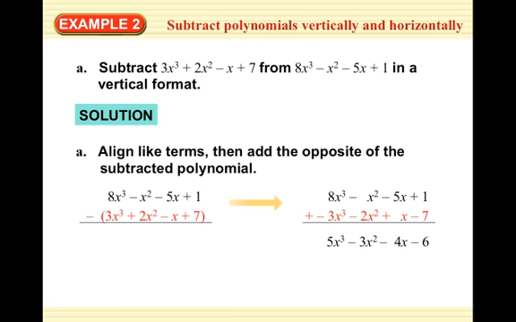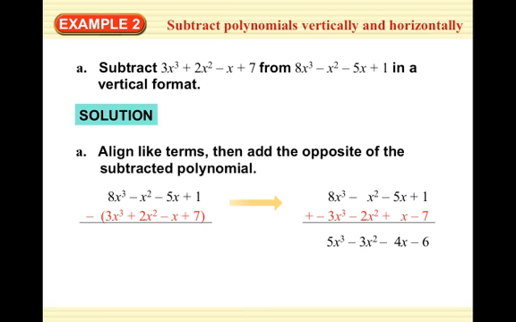So 8x cubed minus 3x cubed is 5x cubed. Negative x squared minus 2x squared is negative 3x squared. Negative 5x plus x is negative 4x. 1 minus 7 is negative 6. And so your answer is 5x cubed minus 3x squared minus 4x minus 6.